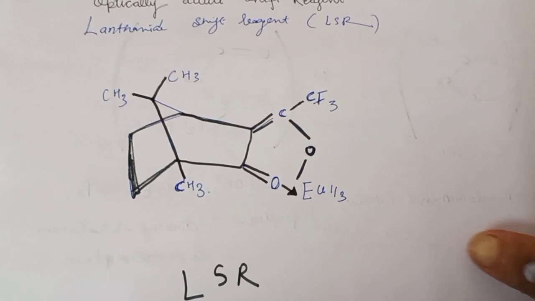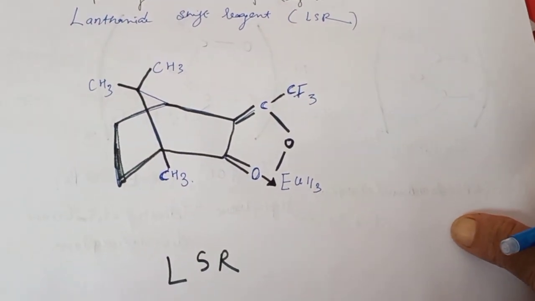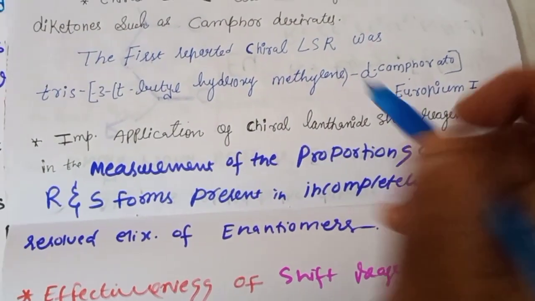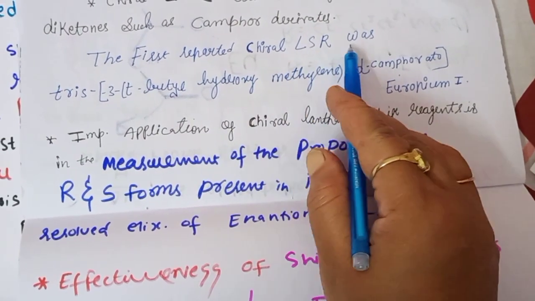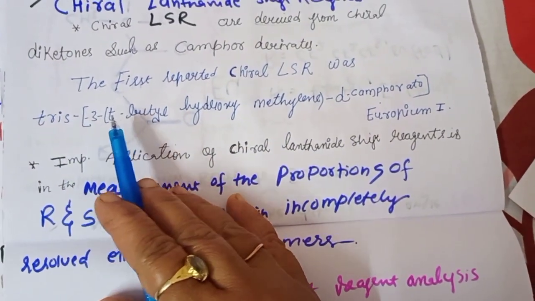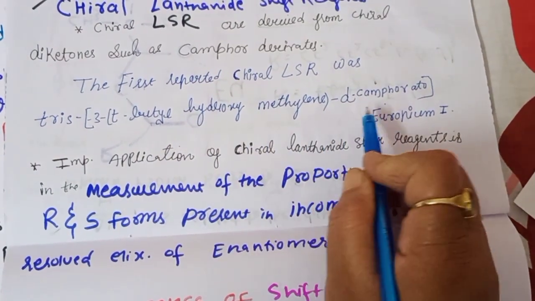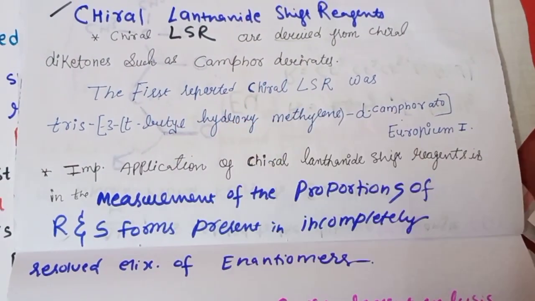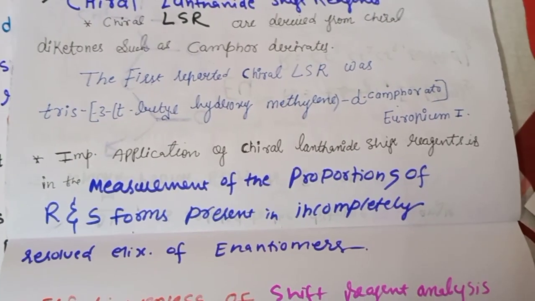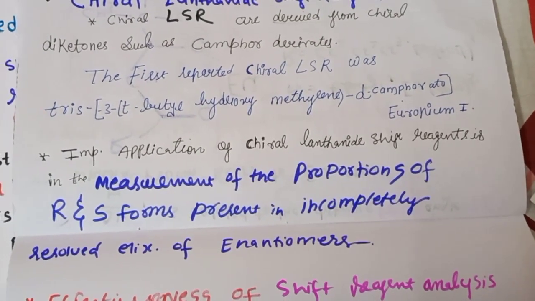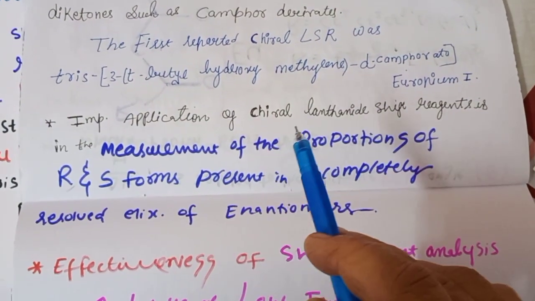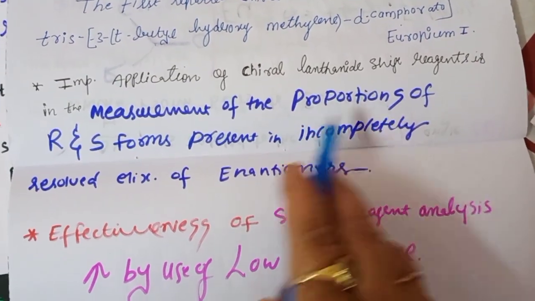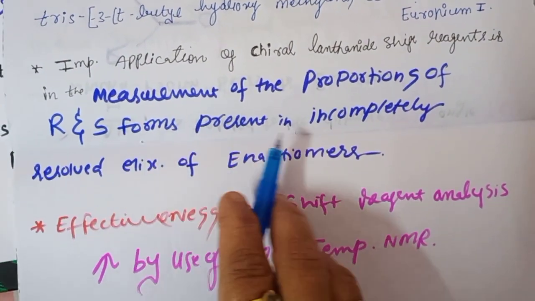Sometimes they can also ask what are the chiral lanthanide shift reagents, so you can just write the structure of this complex. The first chiral LSR, meaning lanthanide shift reagent, was tris 3-tertiary butyl hydroxy methylene decampherato europium, as they were derived from chiral diketones such as camphor derivatives. So this was the first chiral LSR, and the important application of the lanthanide shift reagent is the measurement of the proportions of R and S forms present in an incompletely resolved mixture of enantiomers.